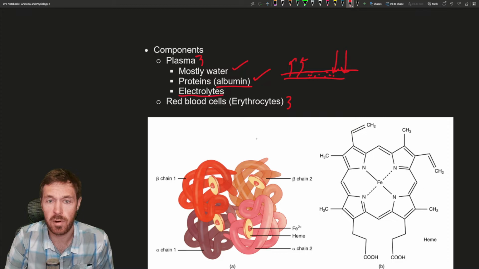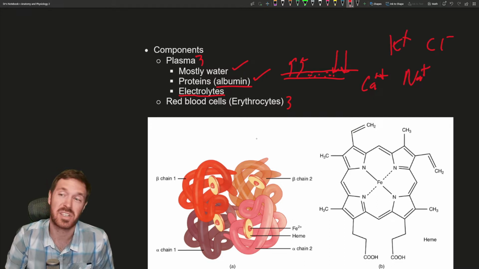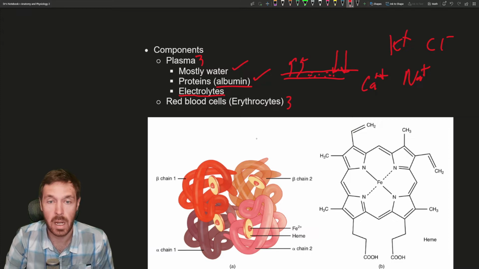And then the other thing that's moving about in the blood, along with some other stuff, are your electrolytes. Keeping your important ion balance in your body is important. So electrolytes like calcium, sodium, potassium, and chloride ions, just to name a few, are important ions moving about that are essential for all functions in your body. So that's the plasma. That's the fluid that's in your blood.